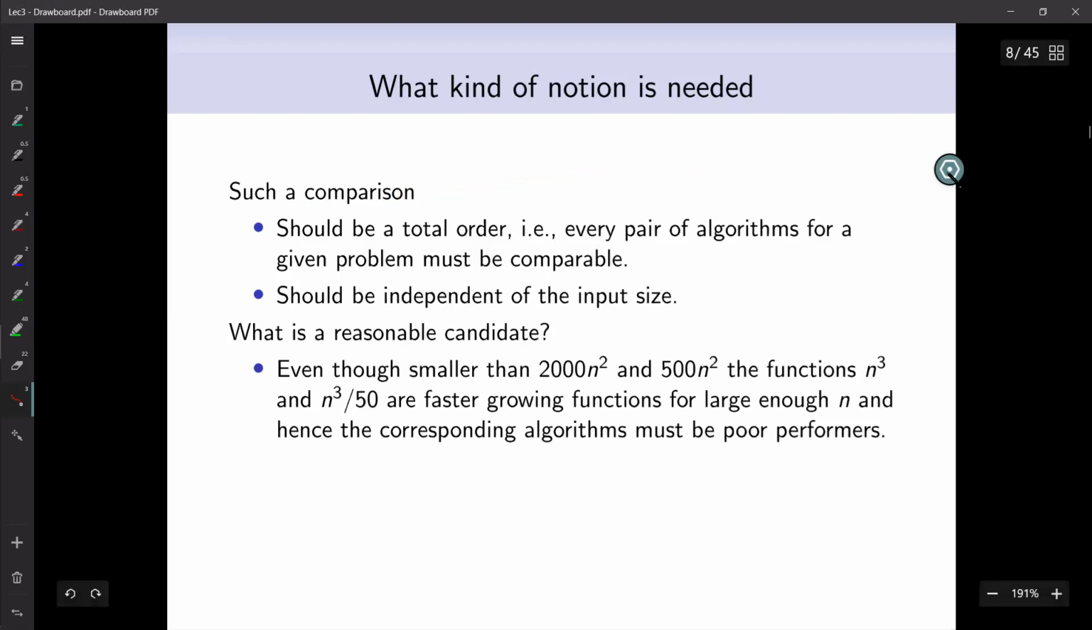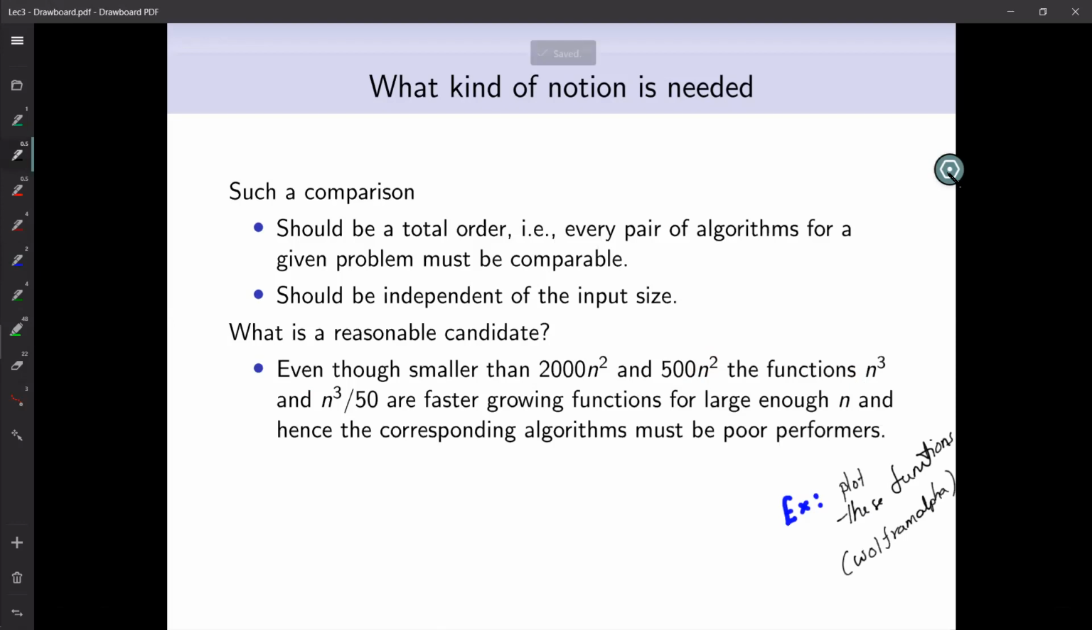We saw that for certain values of n, n cube and n cube by 50 are smaller than 2000 n square as well as 500 n square. But if you just plot these functions, as an exercise, I'll ask you to plot them. One of the simplest places is Wolfram Alpha online, or you can use any plotting tool.